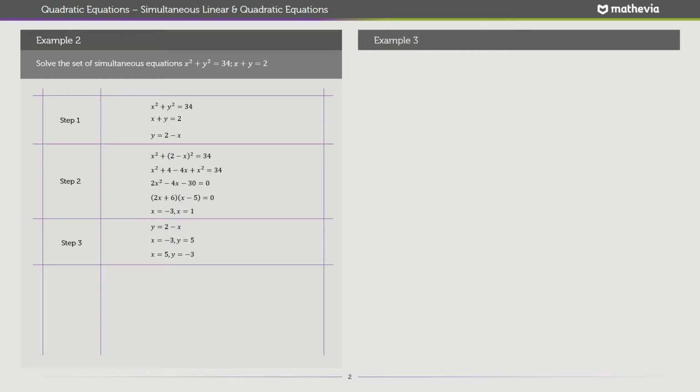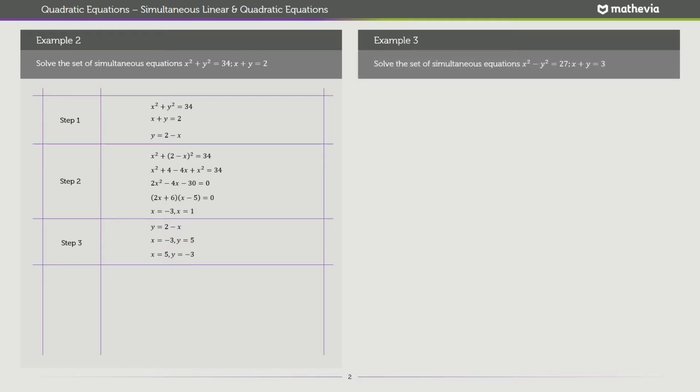One final example, and it gets interesting here. Pretty much the same process. We have to solve the set of simultaneous equations x² - y² = 27, x + y = 3. Now there's something very special about this set of simultaneous equations, and this is the only form of linear-quadratic simultaneous equations that you can actually solve with the elimination method.